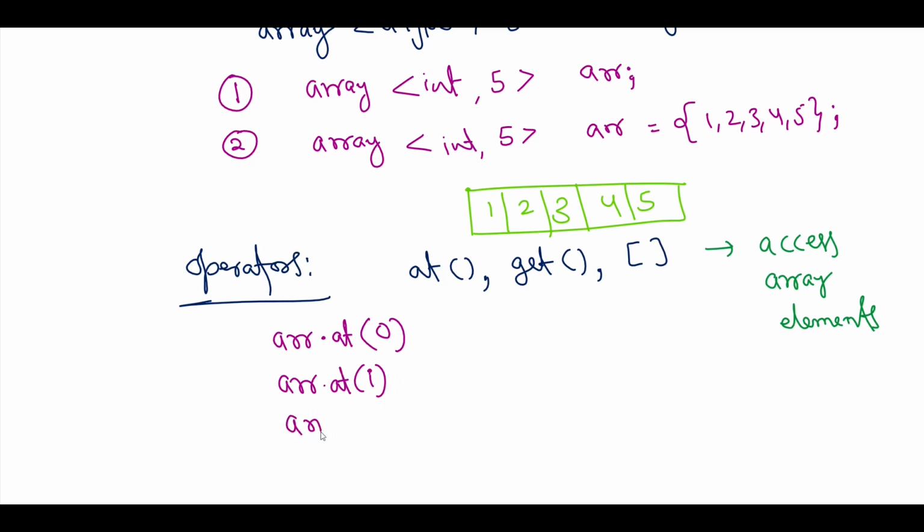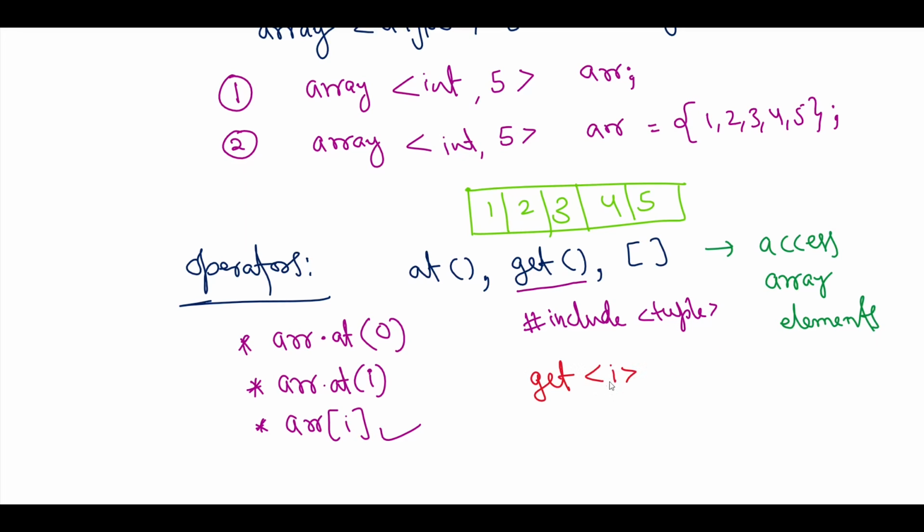Similarly you can use arr and I inside this square bracket. So you are already aware about this kind of syntax because we have read this syntax in C or C++ before. But if you want to use the get function, first of all you have to include a header file which is tuple, include tuple, and then you can use this function, which you have to do something like this: get, then I, if ith index you want to access, and then name of array. Alright, so you have to take care of these operators.